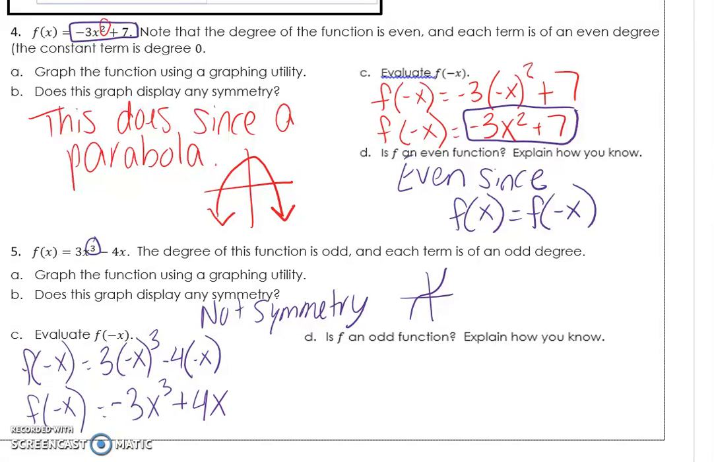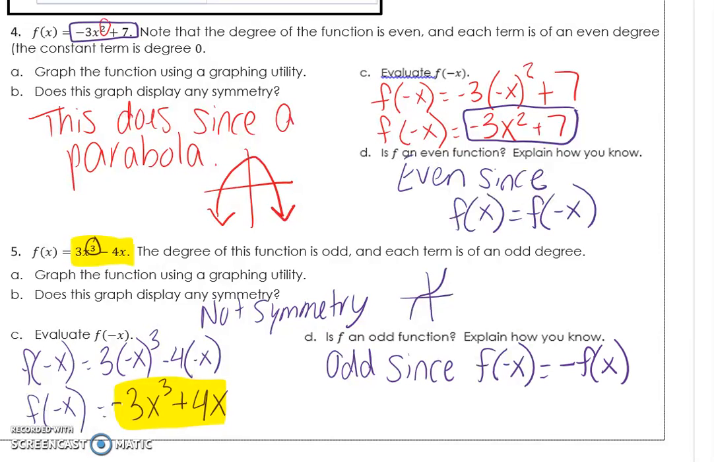If we look at these two equations, they are opposite of each other because the signs of the terms are all opposite, or one is positive in one, the other is negative in the other. So this is indeed odd, since f of negative x equals negative f of x, or the opposite of f of x.